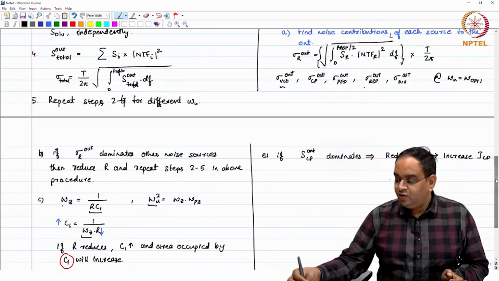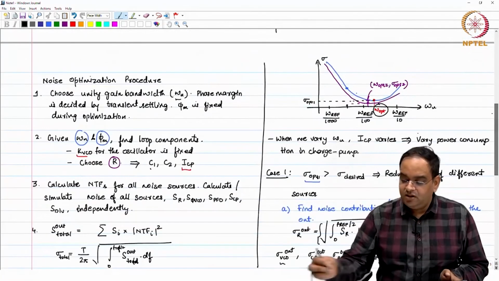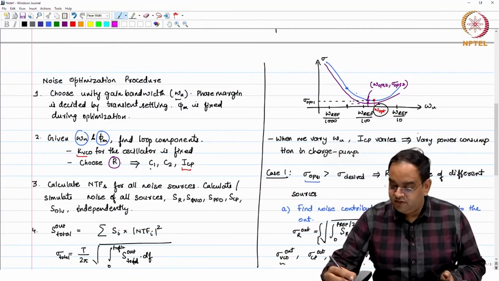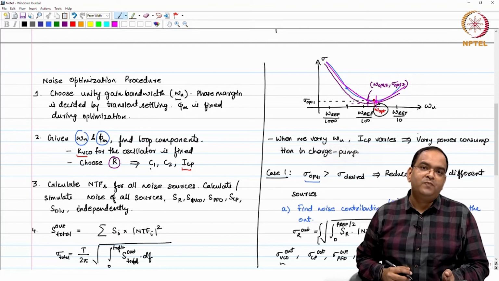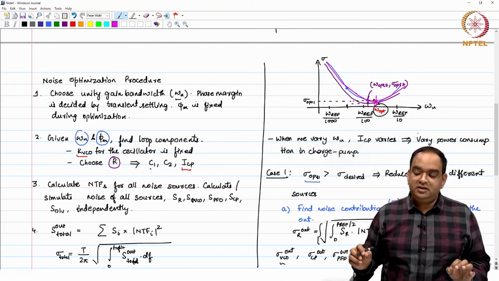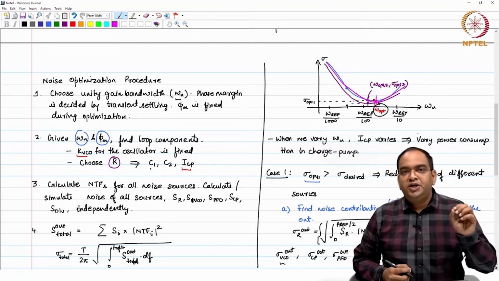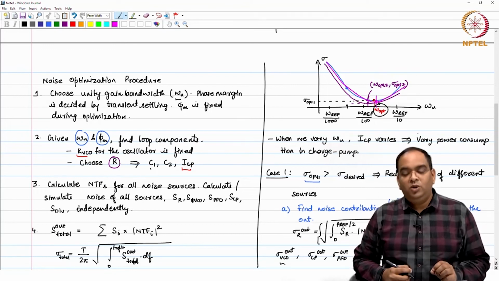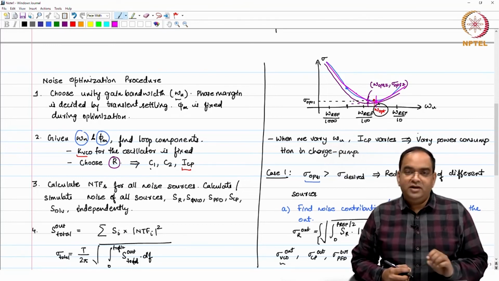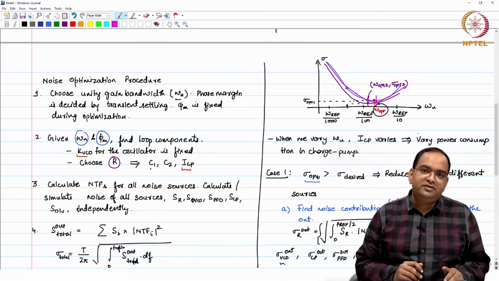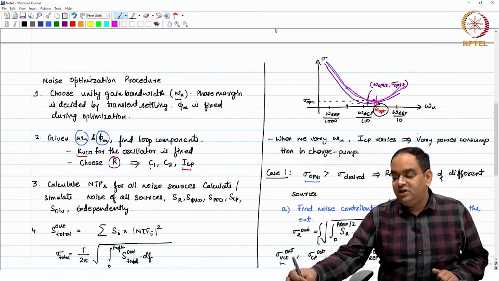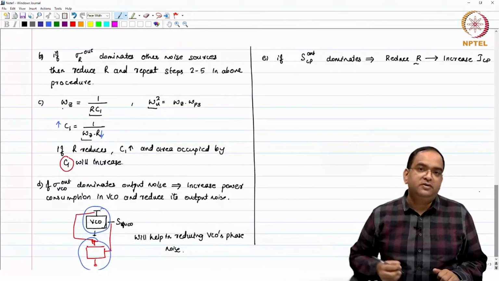Finally, if I do all such stuff, it may turn out that I get a plot something like this, and this is the optimum bandwidth which I can pick. Whichever is the optimum bandwidth for the desired jitter, you go and pick that particular value, and then you will find all the components: C1, C2, ICP. You plug in these components in your circuit design and hopefully the magic will happen and it will work. Okay.